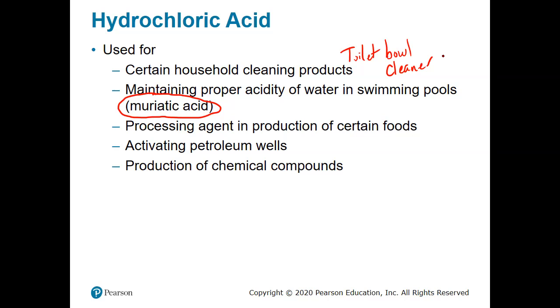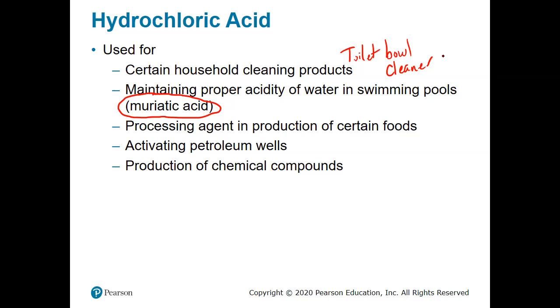If you use Clorox, Clorox is a bleach. So the bleaching agent is what is going to clean and disinfect the toilet instead of hydrochloric acid. But there are certain cleaners that do use hydrochloric. We also see hydrochloric used as a processing agent for food. We can see it used in activating petroleum wells and in just general chemical production. So again, this is a very common acid. And if you think about some of the labs that you've done this semester, hydrochloric acid has been a part of a good number of them.